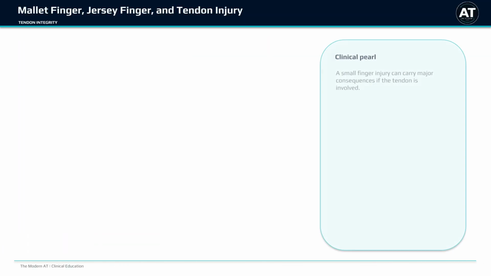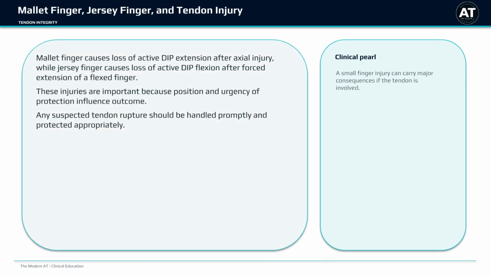Mallet finger, jersey finger, and other tendon injuries are important because they can look small but carry major consequences. Mallet finger usually follows axial load or forced flexion at an extended DIP joint and causes loss of active DIP extension. Jersey finger occurs when a flexed finger is forcefully extended, injuring the flexor digitorum profundus and causing loss of active DIP flexion. This often needs prompt referral.